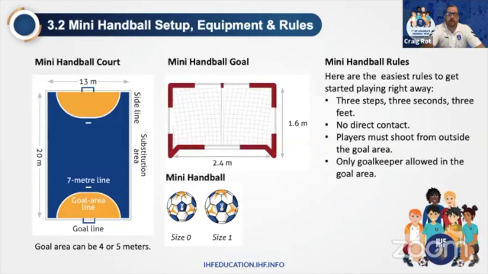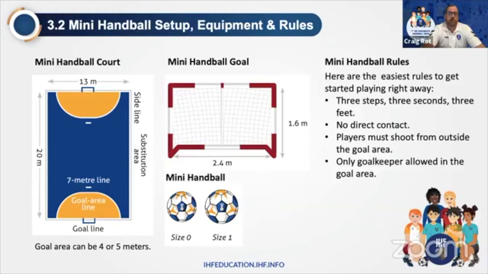We received a lot of questions yesterday regarding mini handball. And I think right now would be a good time to answer some of those. Mini handball is played on a court that is smaller than a handball court. This is essential for children because the size of a regulation court is too big for them to begin on. Their court is only 20 meters long and 13 meters wide. The goal area line can be made at a distance of 4 or 5 meters.